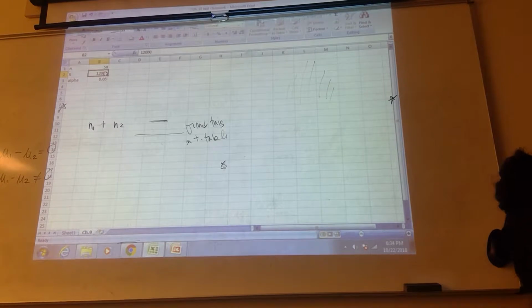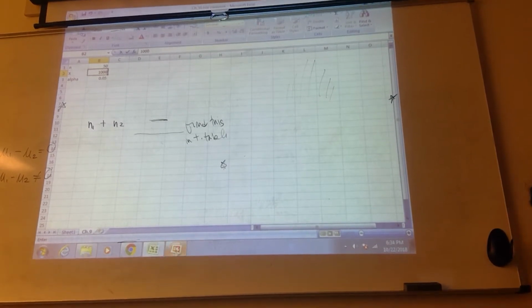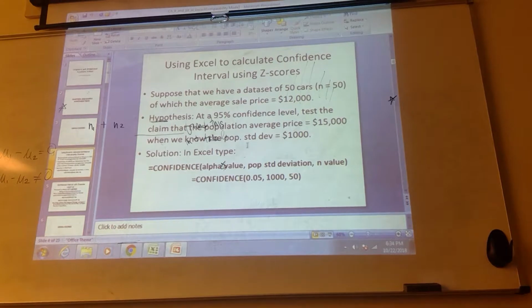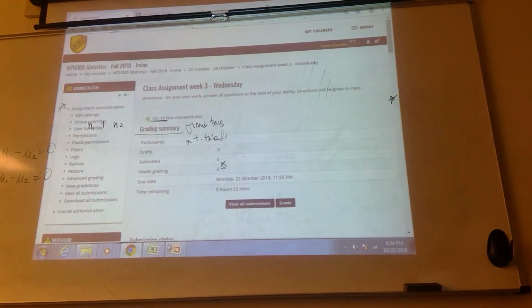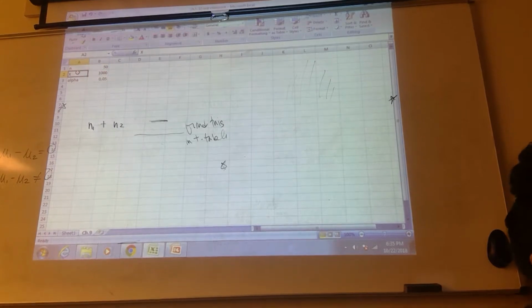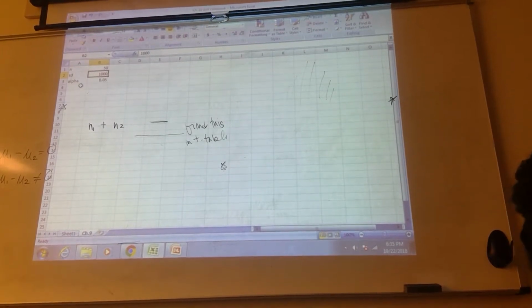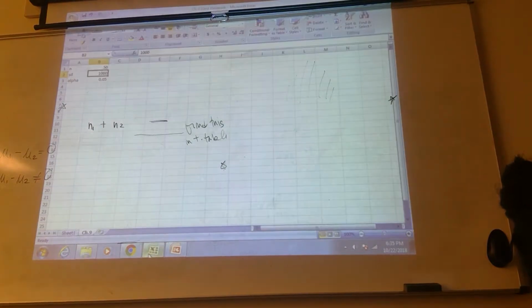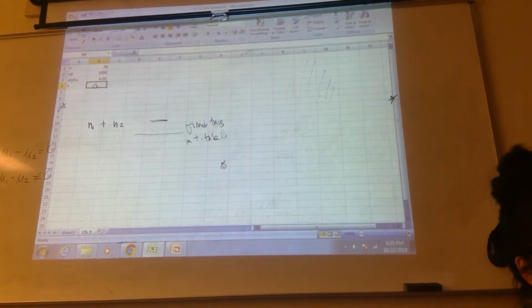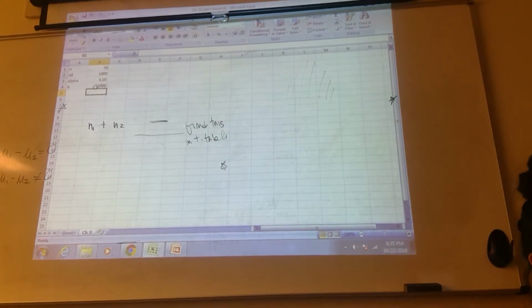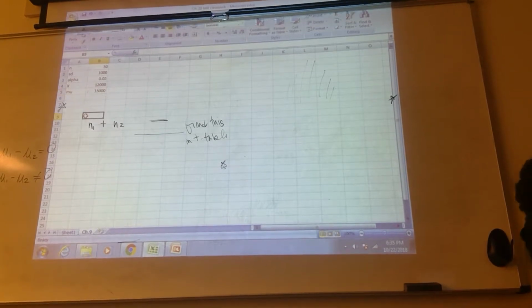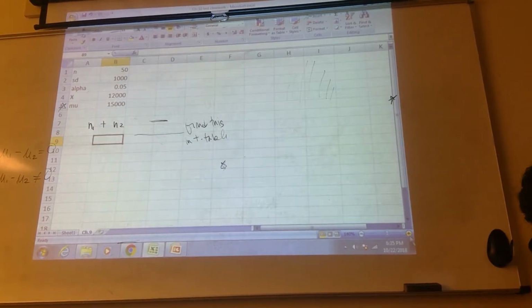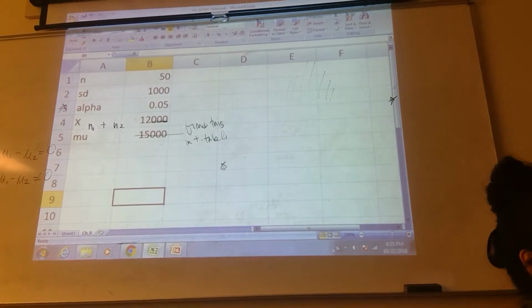Standard deviation, call it SD, is equal to 1,000. Our average sale price is 12 and the population average is 15. So I keep going to the wrong thing. X is equal to 12,000 and mu is equal to 15,000. Okay, let me make it bigger.